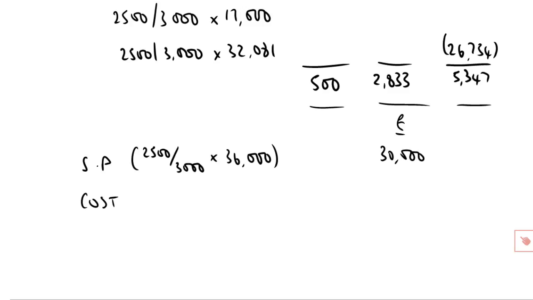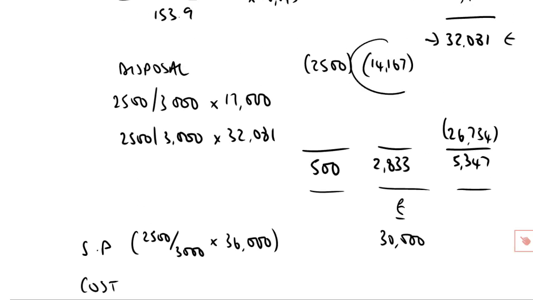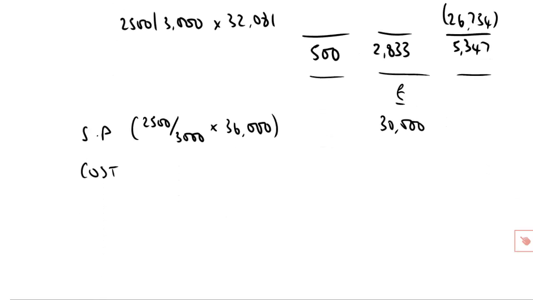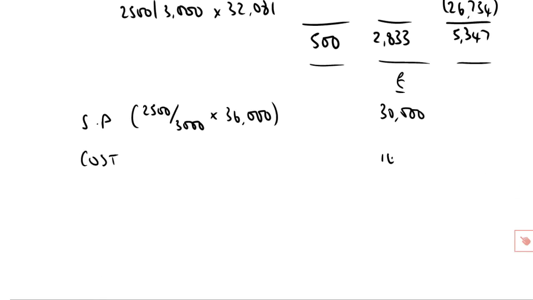Cost, you know the cost. That's what this was all about, your share pool. The cost, 14,167. Take that away, and that will leave us with £15,833, from which we will then deduct our indexation allowance.